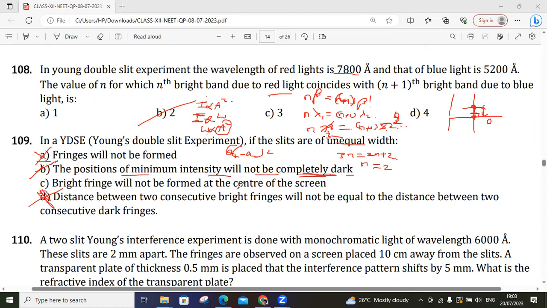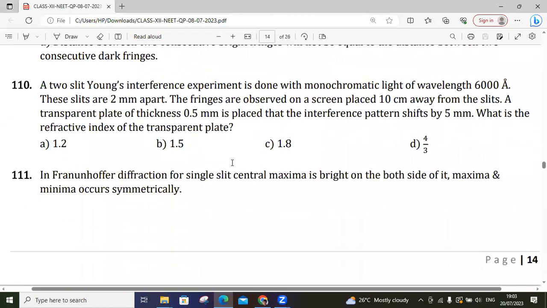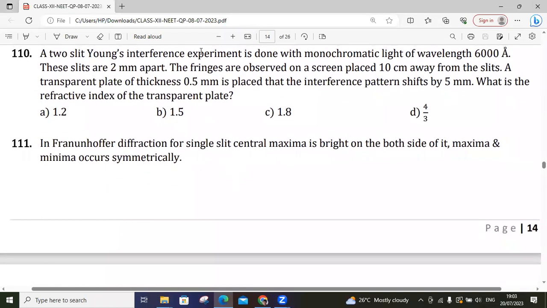N lambda D by d, okay. Then 110 will come. A two slit Young's interference experiment is done with monochromatic light of wavelength lambda. These slits are 2 mm apart. The fringes are observed on a screen placed 1 centimeter away from the slit.